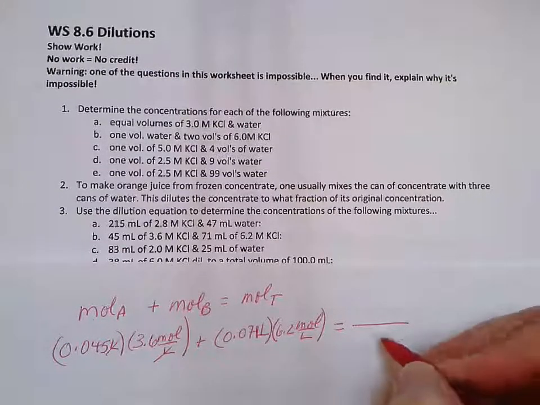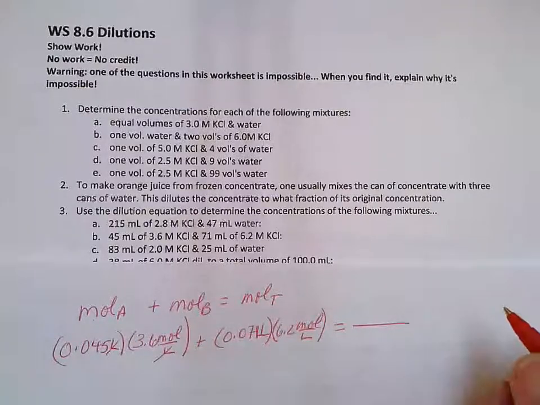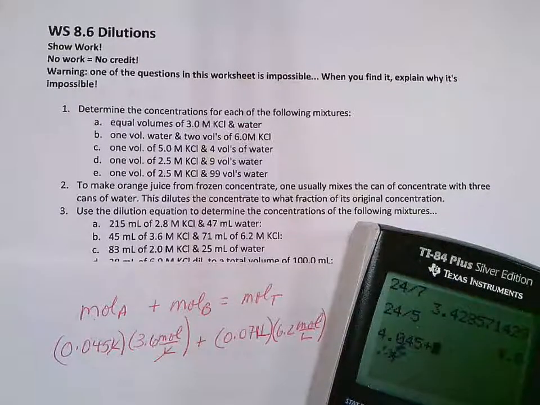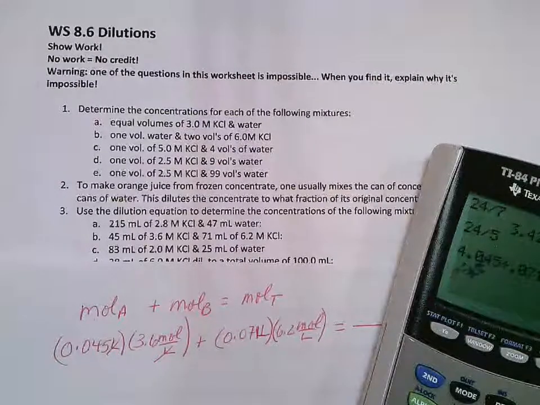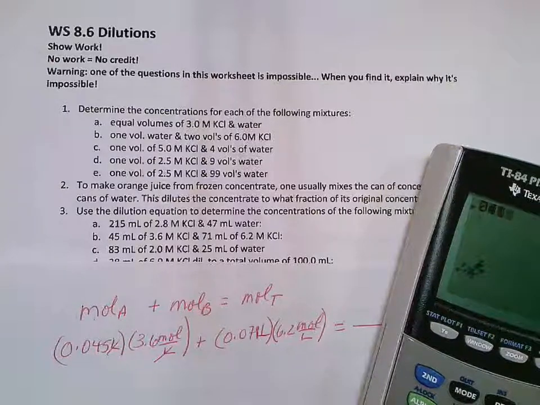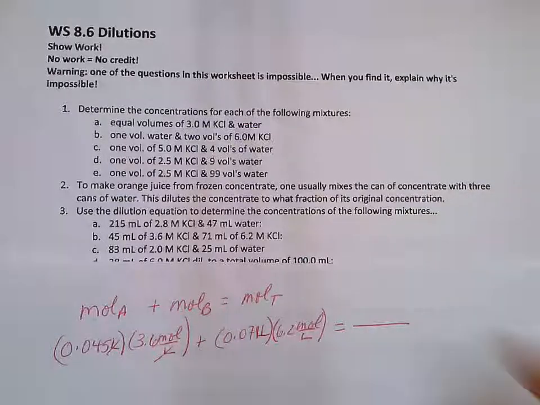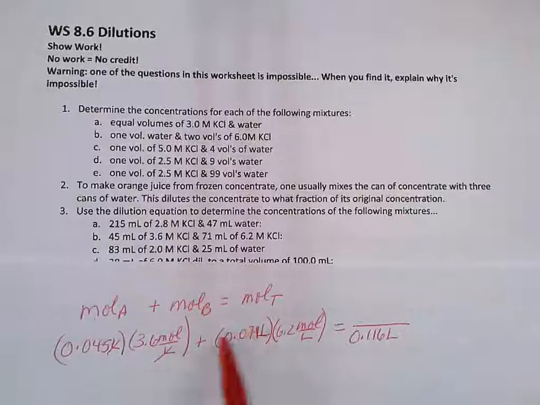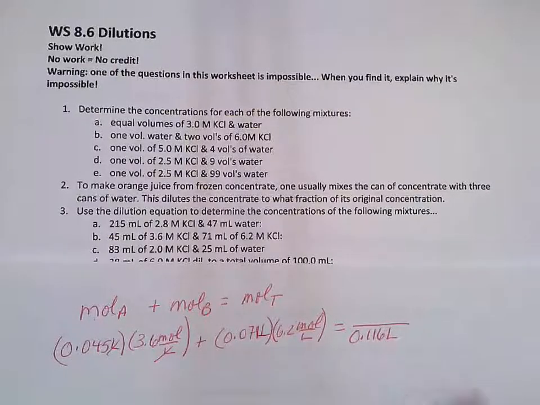And whatever that answer is, I'm going to now divide by my new volume, which is going to be 0.045 plus 0.071, which equals 0.116 liters. And so you can do that math and that math, add them together, and then do the division.